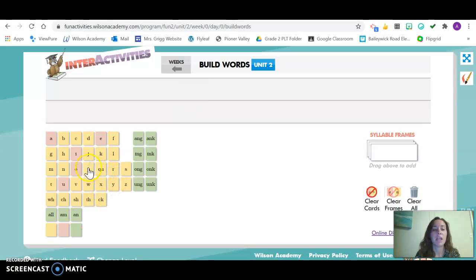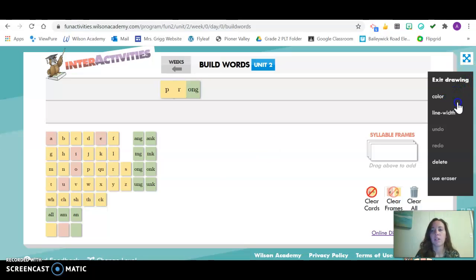Think about the sounds as I build the word. Elbows up. Let's tap. Ong, prong. What are some things that you notice in this word? What glued sound do you notice? I notice the ong glued sound. Think about how I mark that up as I do it. I mark it by putting a box around those sounds to show that they come together.